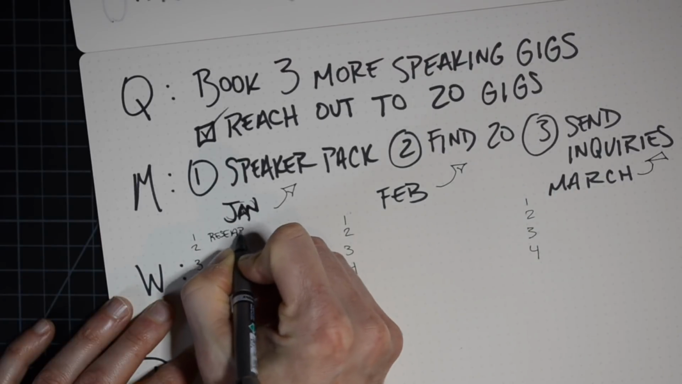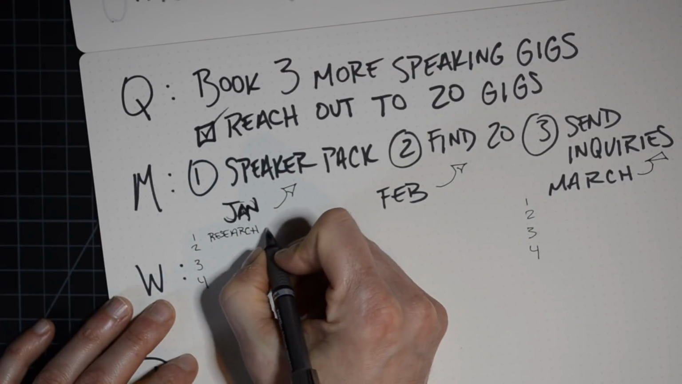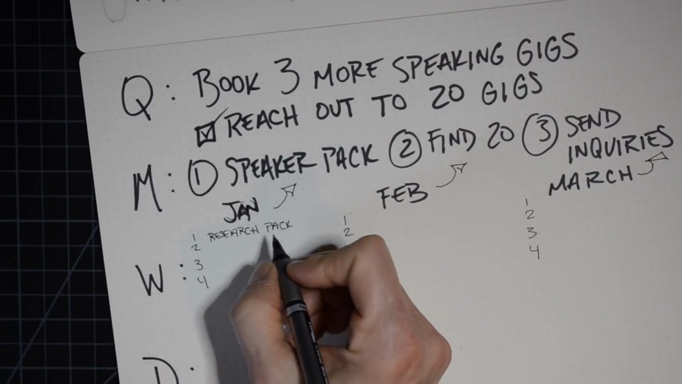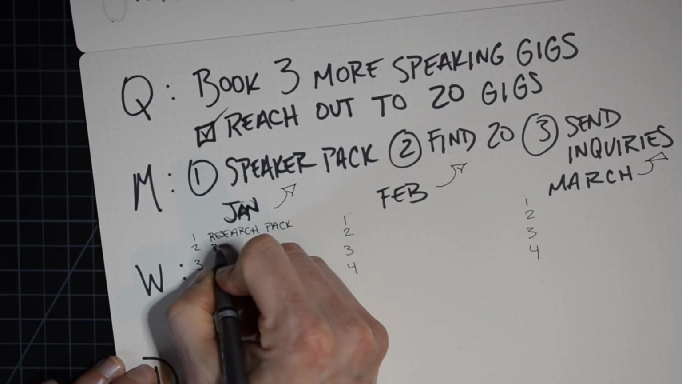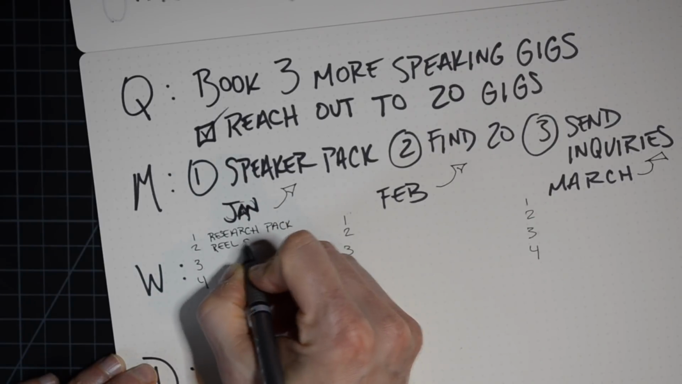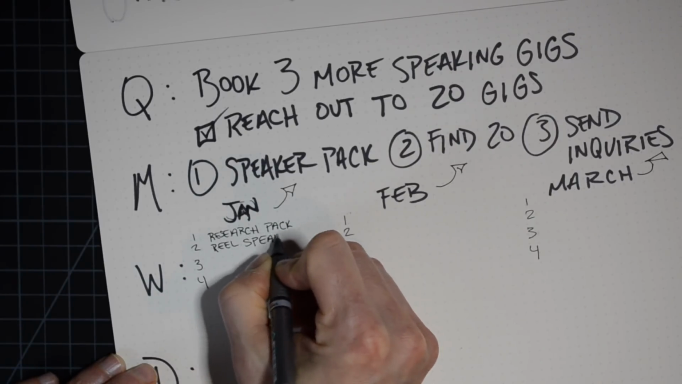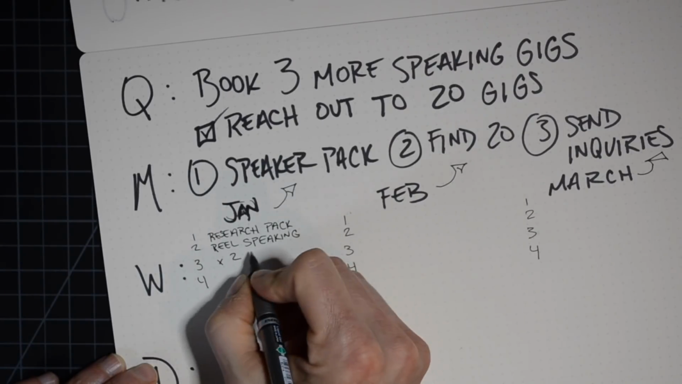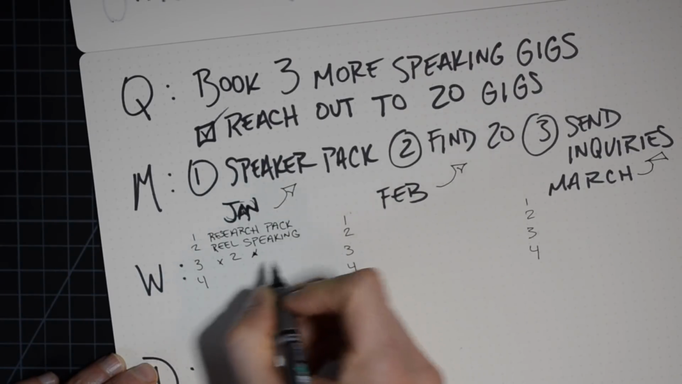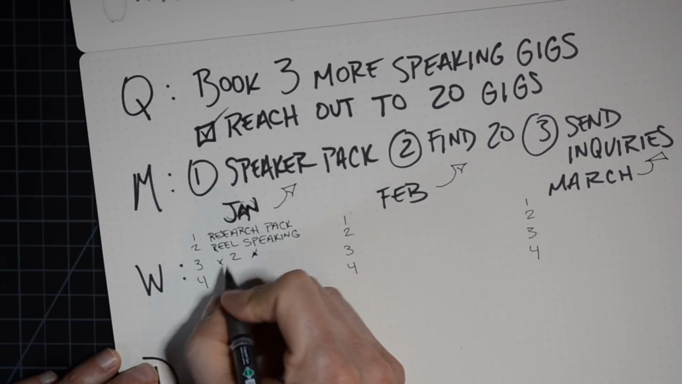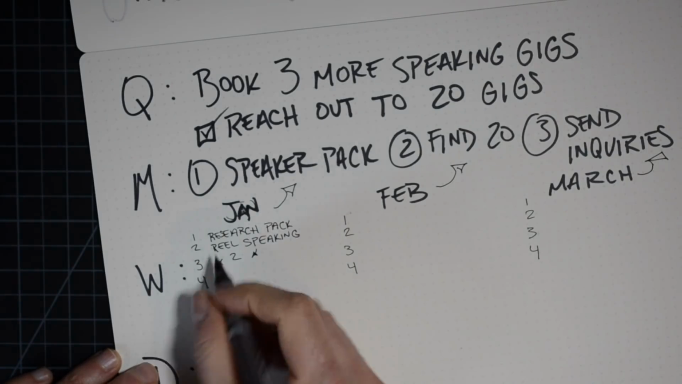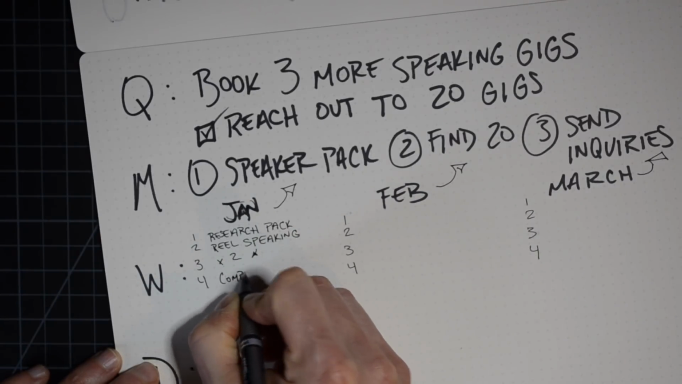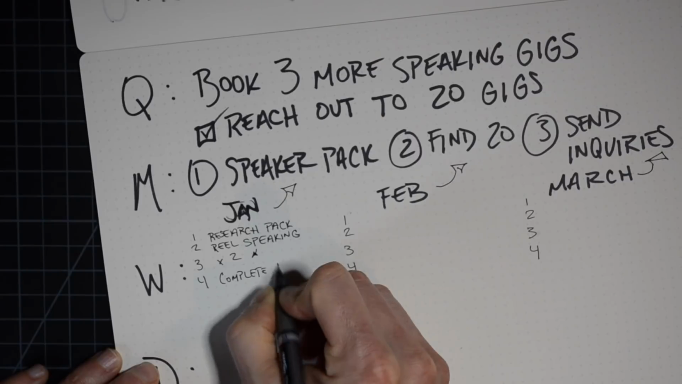So let's say for the first week, my goal is to research how other speakers organize their packs. I need to get my reel for speaking together. So a few different clips. That'll probably take 2 weeks. So I'm kind of using 2 weeks right here. And then number 4, so the last week of January, this 4th weekly deliverable, is to complete the pack.